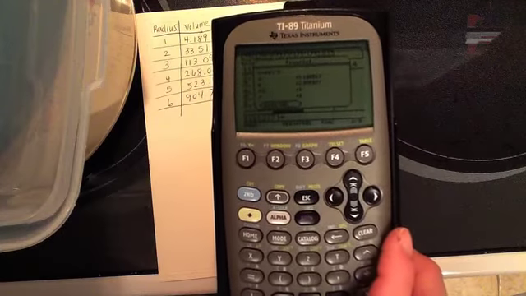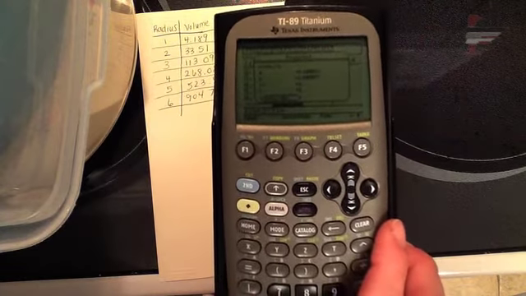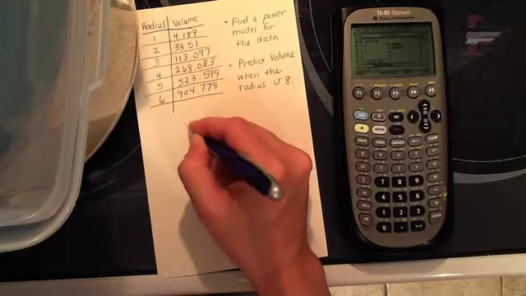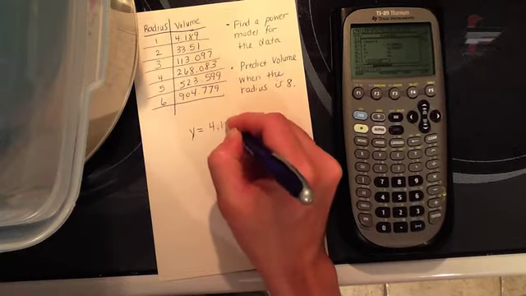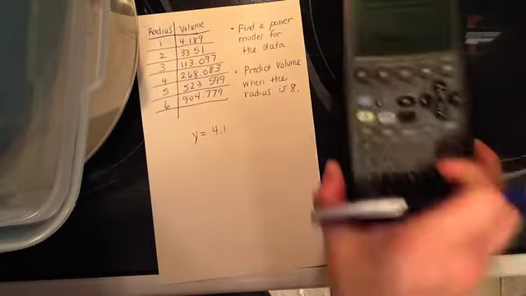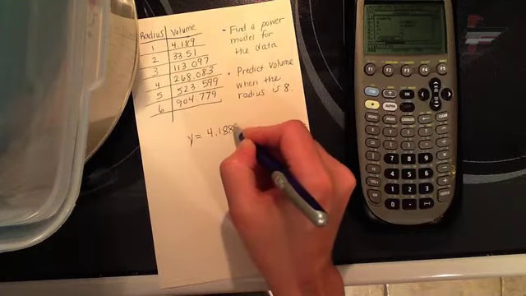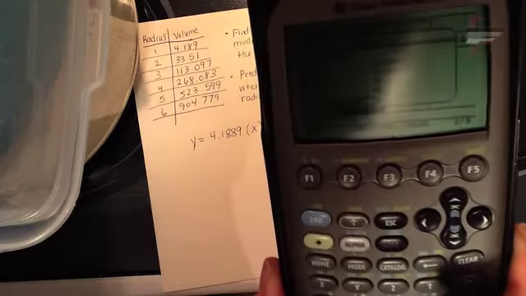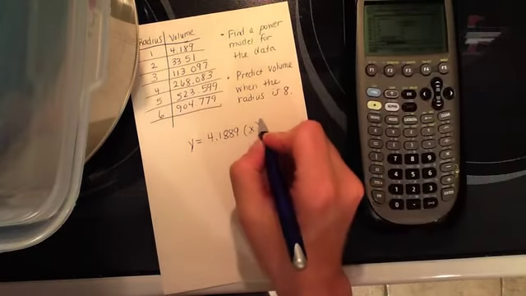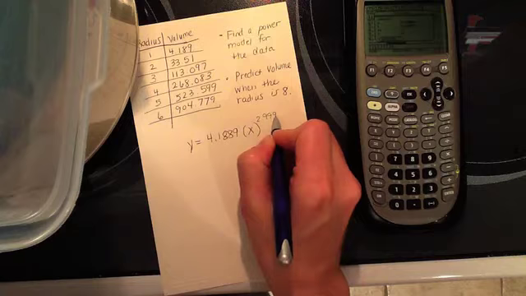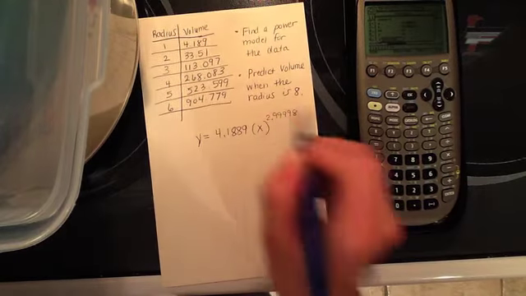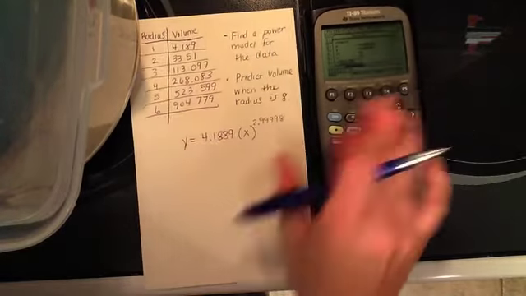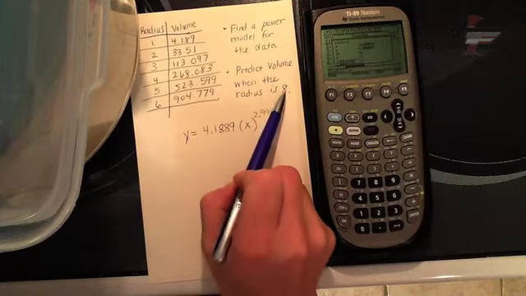So see if you got what I got. So Y equals A times X to the B. So I'm going to write that down. So Y equals, my A was 4.1889 times X to the B, and B was 2.9999, 4 nines, and an 8. That's basically 3, but it's really not, so I won't round it. So there's my equation. Now it asks you to predict the volume when the radius is 8.